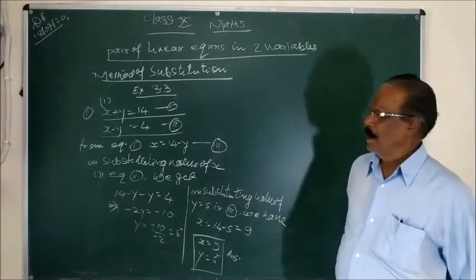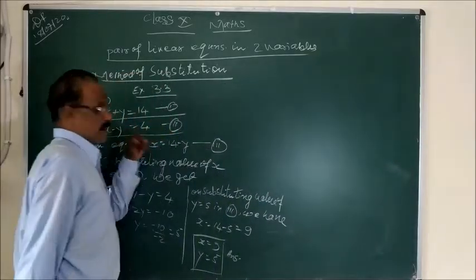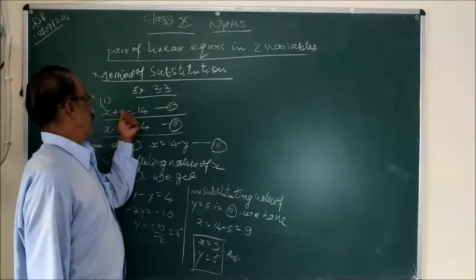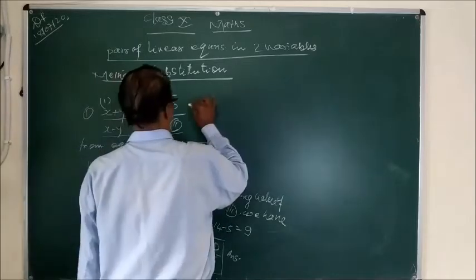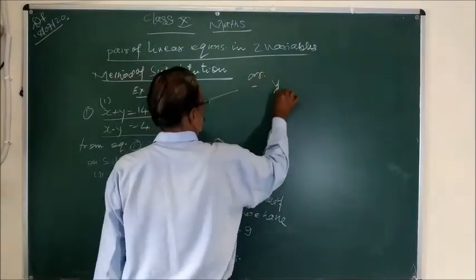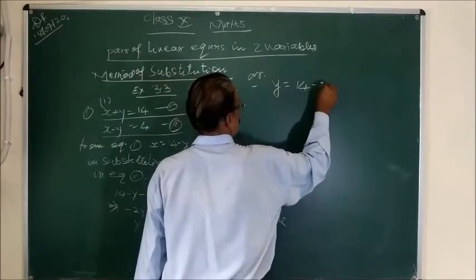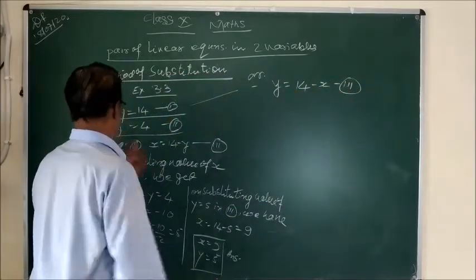Here, you may ask, sir, can we find the value of y and put it in terms of x? Yes, that is also possible: y equal to 14 minus x. You see, from equation 1, as an alternative method, we are finding the value of y in terms of x. y equal to 14 minus x. This is equation 3. Now you put this value in equation number 2.